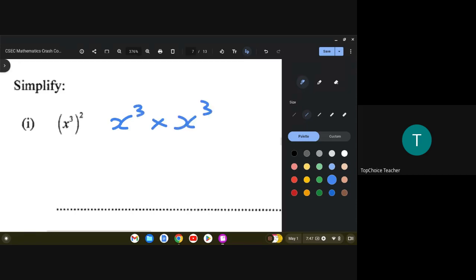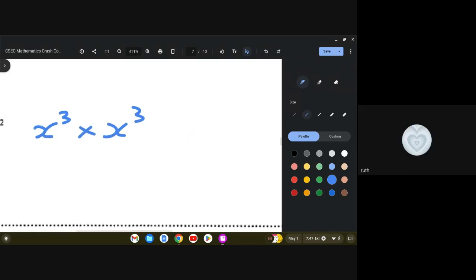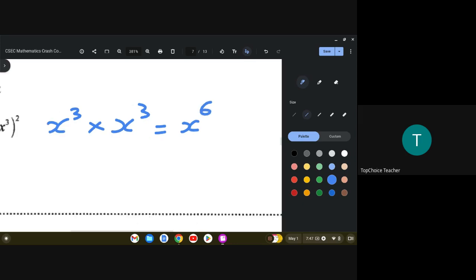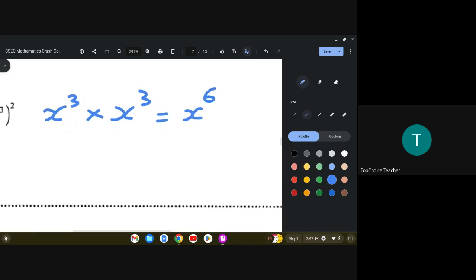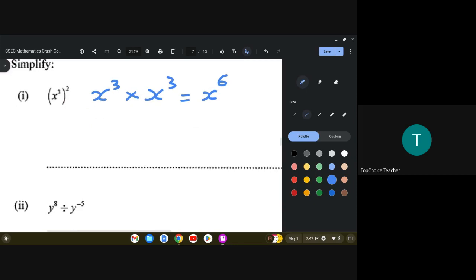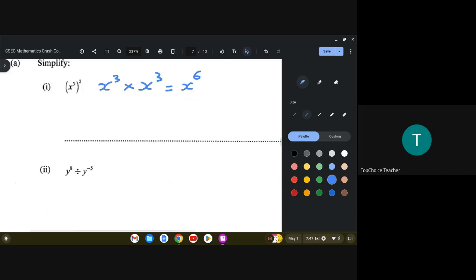Anything squared is multiplying something by itself. So we have the same base. So what do we do to the powers? Add them. So x to the power 3 and 3 is 6, not 9. You might be tempted, but 3 add 3 is 6, not 9. So that's the answer, x to the power 6.